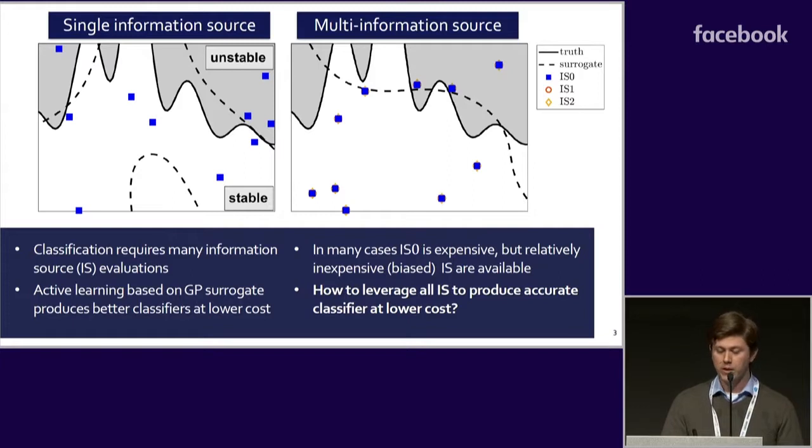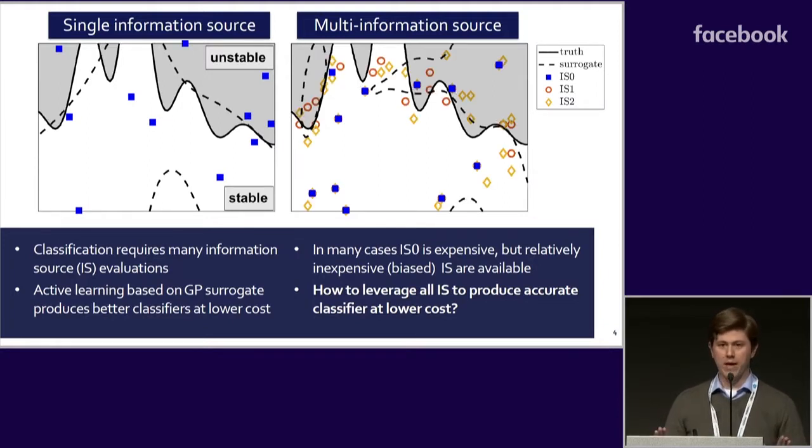So here I'm going to show an example of comparison of the performance of this new algorithm, this multi-information source algorithm, which is shown here on the right. So we have here three information sources, IS0, IS1, and IS2. And we're going to compare it to a standard active learning algorithm with a single information source, which is shown on the left. So I'm going to show the estimates of both algorithms at the same cost. And we start both algorithms with 10 random samples.